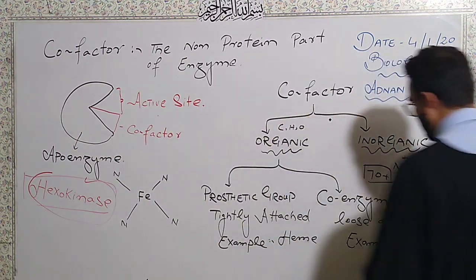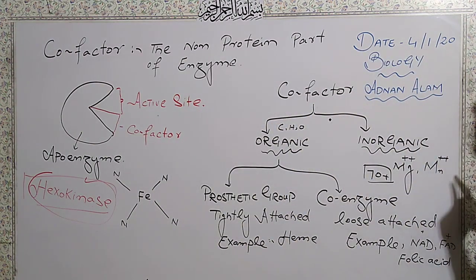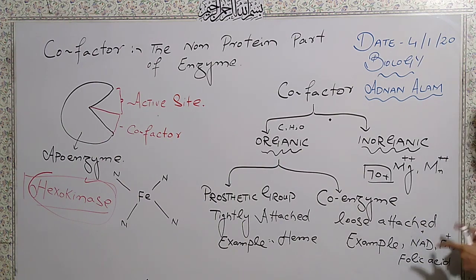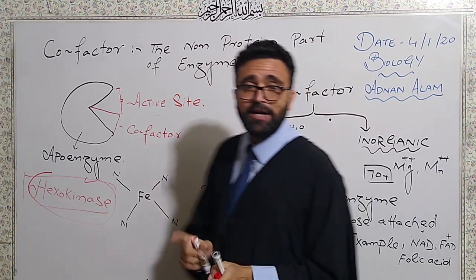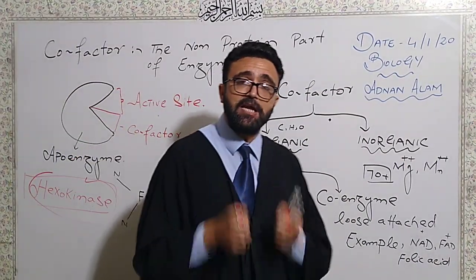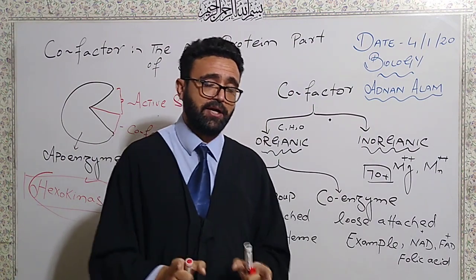The next is the coenzyme. Coenzymes are those cofactors which are loosely attached with the enzyme. Examples are NAD, FAD, folic acid. What is NAD? Nicotinamide adenine dinucleotide, and FAD, flavin adenine dinucleotide.